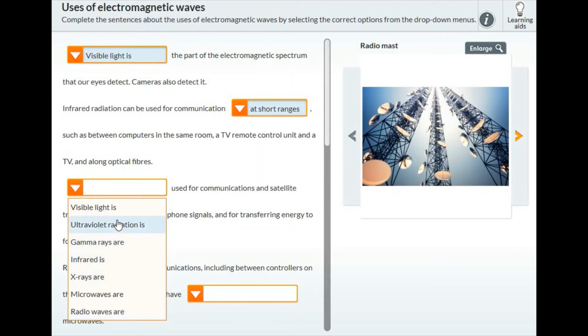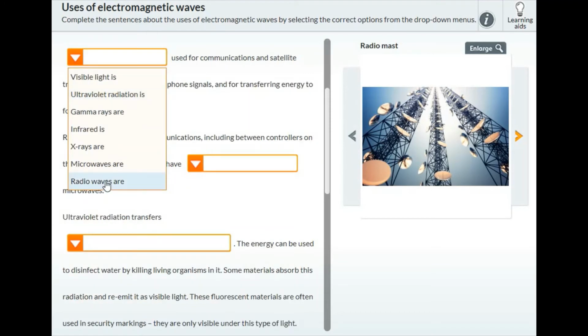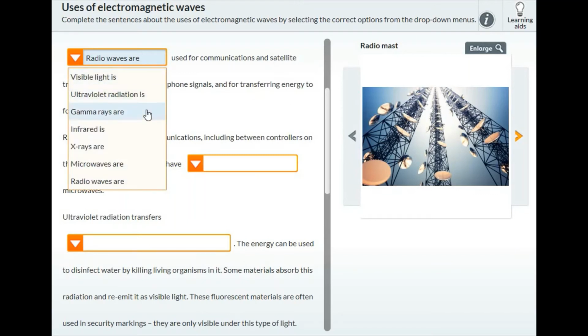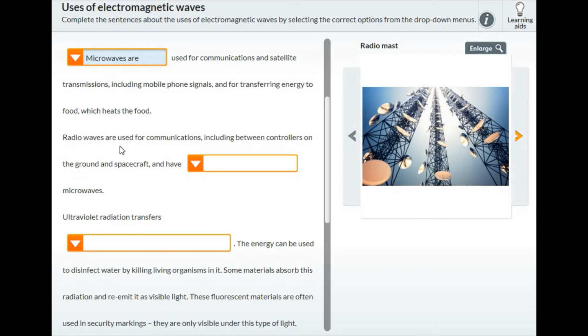So it's either going to be radio waves, or it potentially could be microwaves. It's going to talk about cooking food as well. So let's see. Used for communication, satellite transmission, including mobile phone signals, transferring energy for art. Right, okay, so it's transferring energy to food as well. That's microwaves. Radio waves are used for communication, including between controllers on the ground and space, and have.